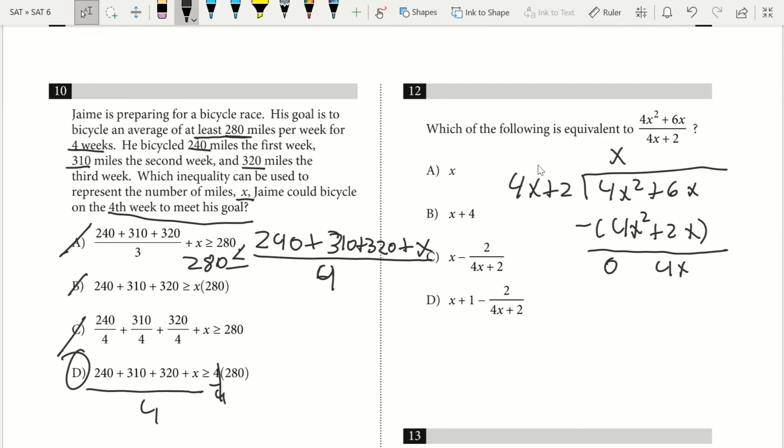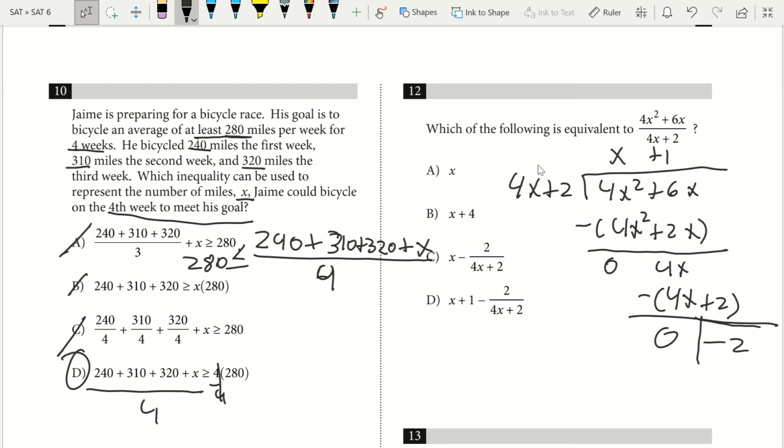4x. Okay, and now we go ahead and we find 4x times what number gives us 4x? Well, 4x times 1 gives us 4x, so we can go ahead and do that. So we'll have minus 1 times 4x, which would be 4x, and then 1 times 2, which is 2. Now we go ahead and we subtract. So we have 4x minus 4x gets us 0, and then we have minus 2 as our remainder.